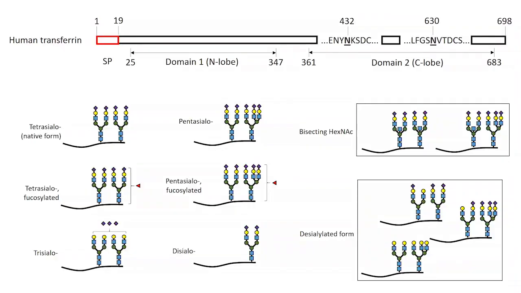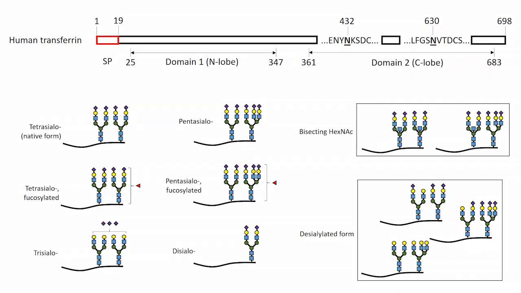Okay, so here's the structure of the human transferrin, the schematic. The first 19 amino acids are the signal peptide, followed by about 670-something amino acids. They can be divided into two domains. Domain 1 is the N loop, while domain 2 is the C loop. The two glycosylations are attached to the asparagine at position 432, as well as 630. So these are the two N-glycosylations.